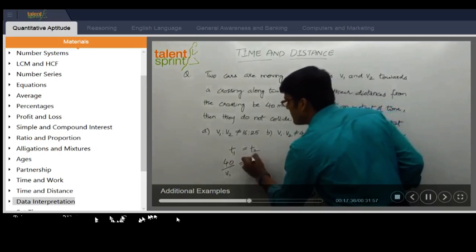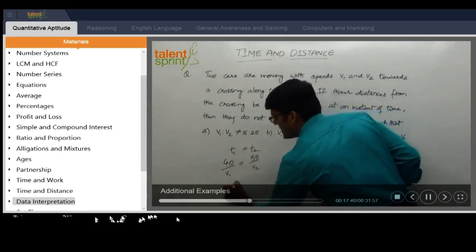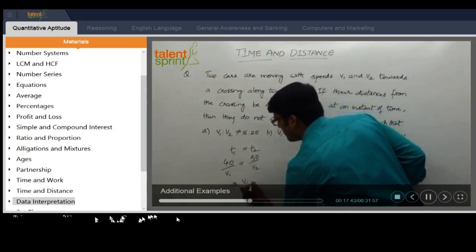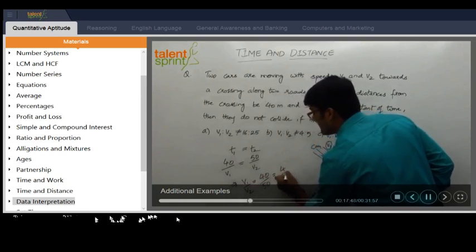What is the time for car 2, distance by speed? What is the distance of car 2? 50 meters from the crossing. Speed of car 2? V2. So from this, V1 by V2 will be equal to 40 by 50. 40 by 50 is 4 by 5.